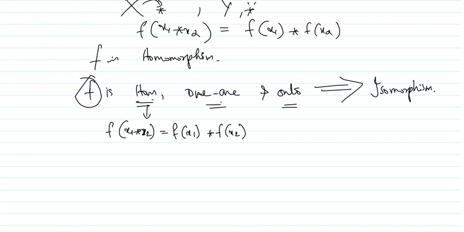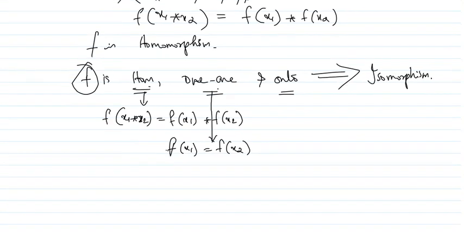What is the condition for one-one? f of x1 is equal to f of x2 implies x1 is equal to x2. One-one means if the images are the same, then the pre-images are also the same. So that is the condition for one-one. Next, what is the condition for onto?